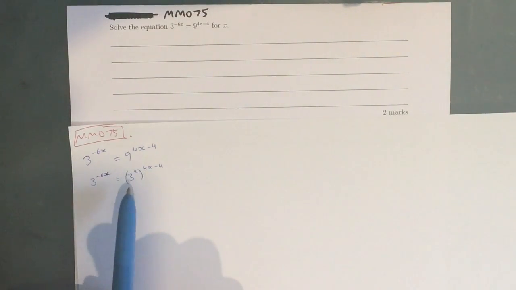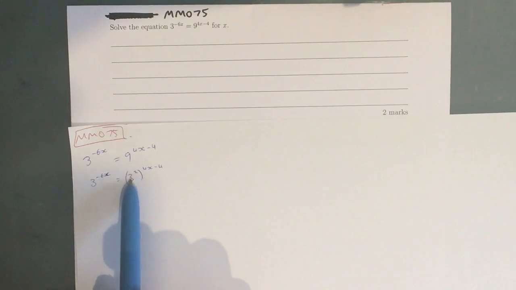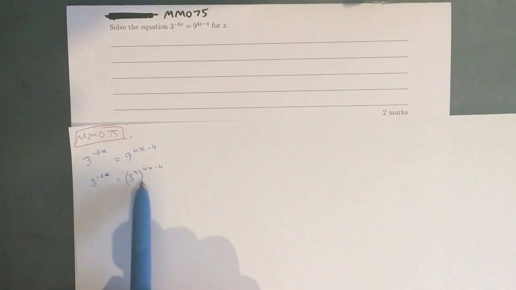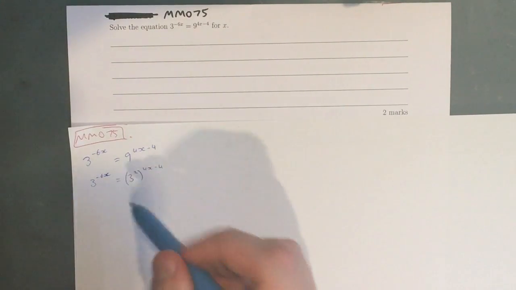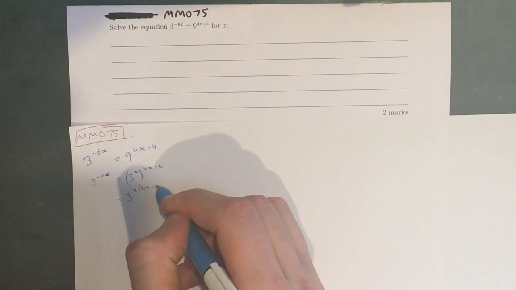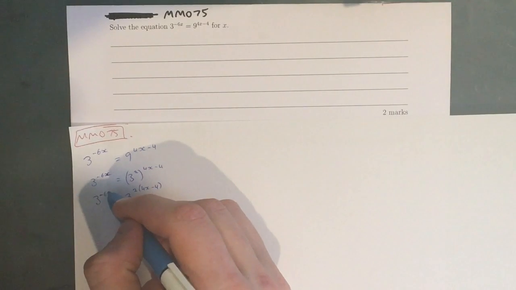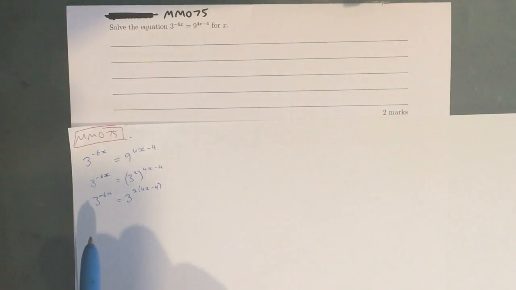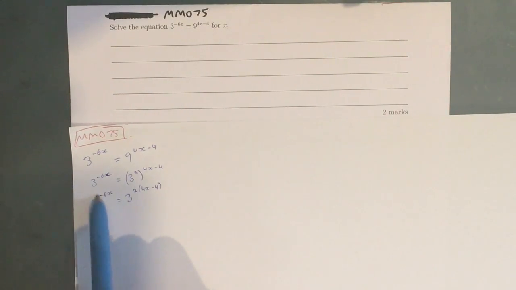And we know from one of our index laws that if we have the power of a base and then that whole thing to the power of something else, these two indices actually multiply to each other. So we get 3 to the power of 2 times 4x take 4, which equals 3 to the power of negative 6x.